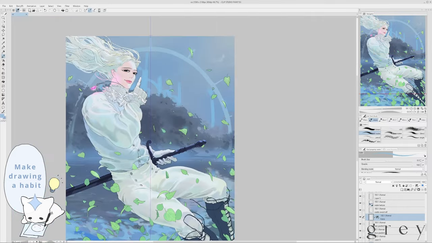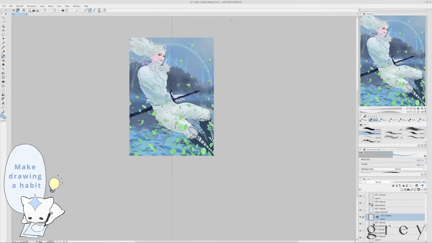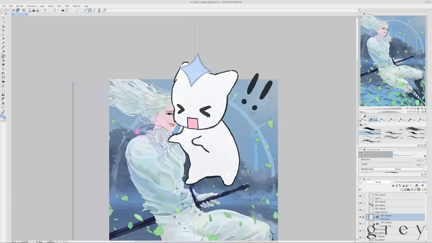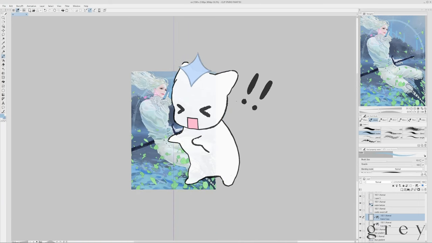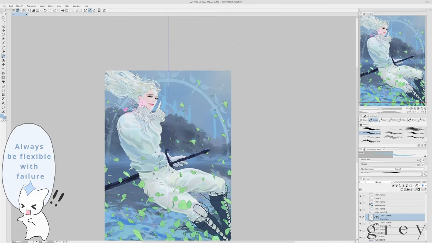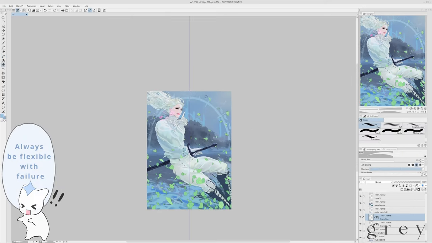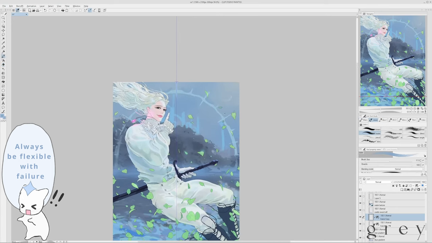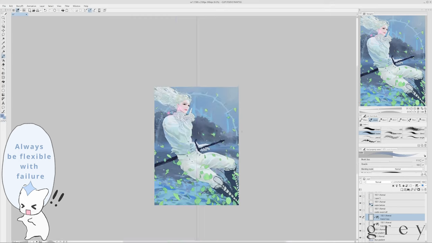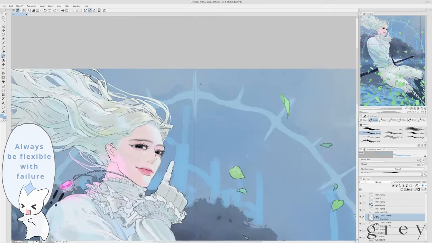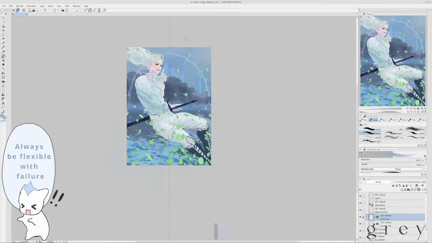Anyway, enough about this painting. The very last point I wanted to make is always be flexible with failure, and this is such a big thing to me in my own art journey and how I got better at drawing, because it's kind of inevitable to make bad drawings, to make drawings that you don't like or don't meet your expectations, and my past videos kind of reveal that to you guys.